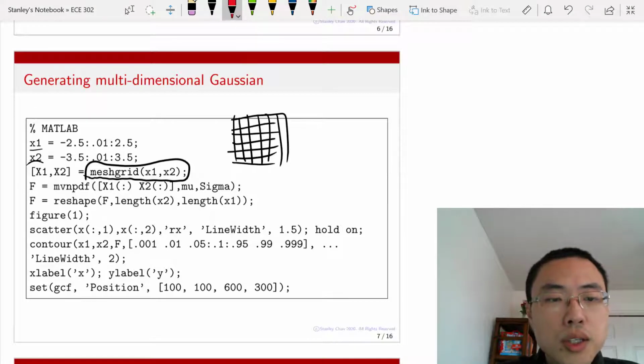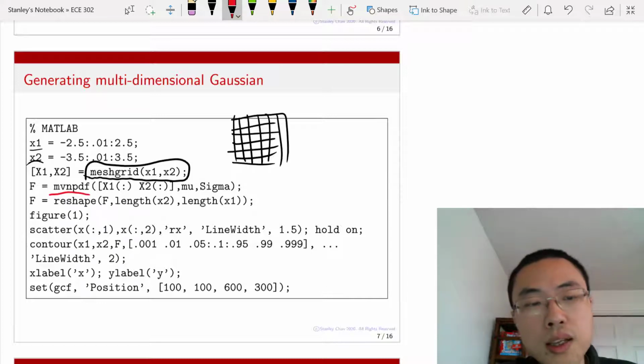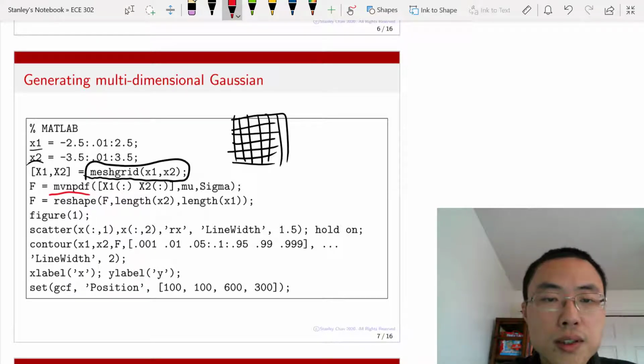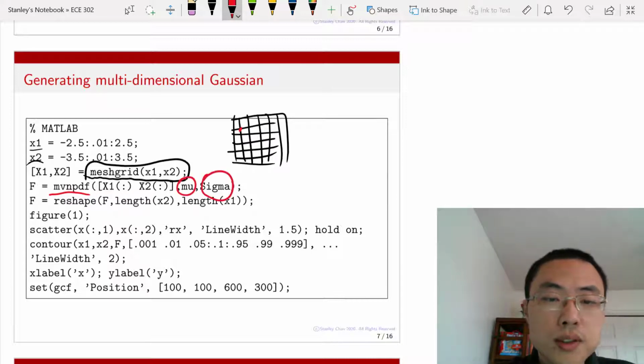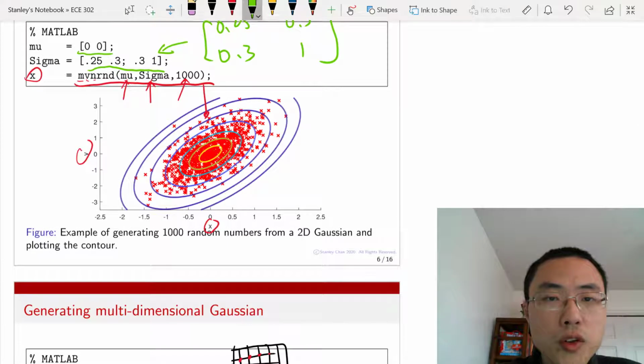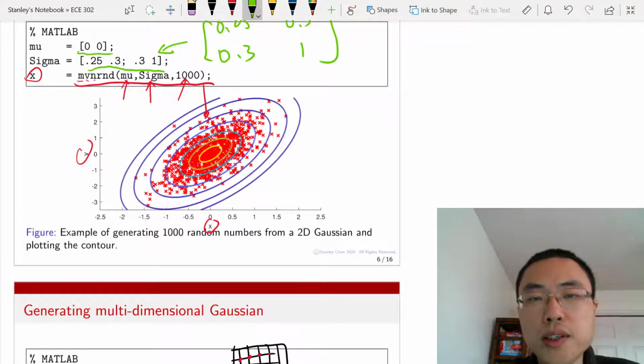And then on this grid, I'm going to compute the probability density values. Okay, so I plug in this command, MVN-PDF. This is basically saying that I go to this point, I calculate what is the probability density for this mu and sigma. This is my Gaussian. Okay, so I plug in the number, and I see what would be the probability value over there, and then go to the next point and go to the next point. So basically, I will be able to calculate the probability values everywhere on this plot. It is a very dense plot.